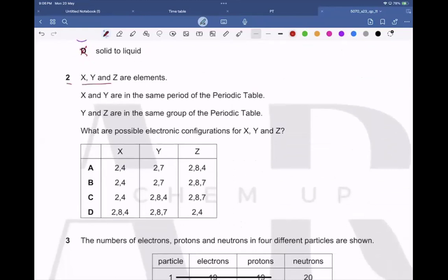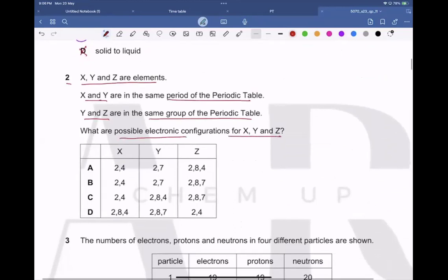Okay, question number 2. X, Y, and Z are elements. X and Y are in the same period of the periodic table. Y and Z are in the same group of the periodic table. What are the possible electronic configurations of X, Y, and Z? See, same period, and so it means they have the same shell and the same valence electron, right? So X and Y are in the same period.